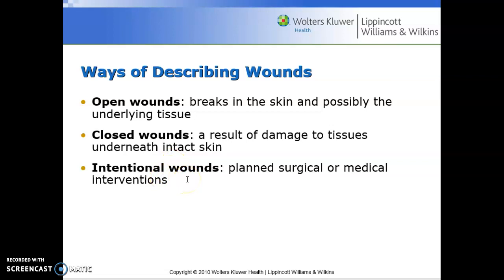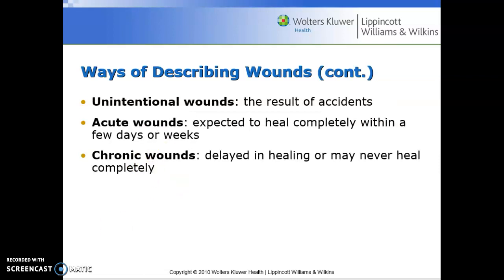Intentional wounds are planned surgical or medical interventions such as surgical incisions, IV lines, and other medical devices that are inserted. And then we have unintentional wounds. This is a result of an accident. They may happen from a fall, a motor vehicle accident, gun or knife violence. These wounds, the edges are often jagged and they make it difficult to close the wound. And then you have to worry about the presence of microbes in these wounds.